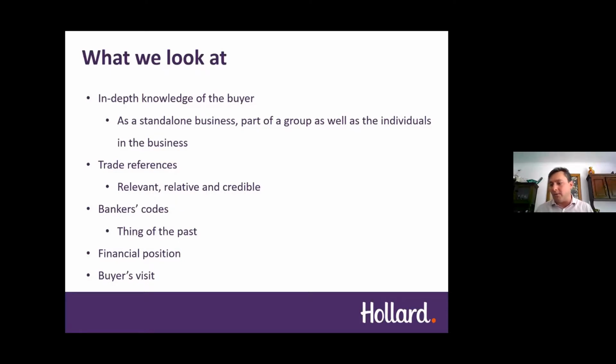Do they have a track record of registration and deregistration? Do they have a track record of buying and selling? Do they have a track record of not paying their bills? I mean, that's obviously crucial to this environment.